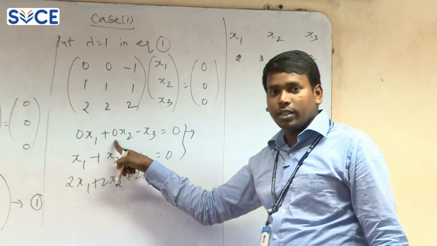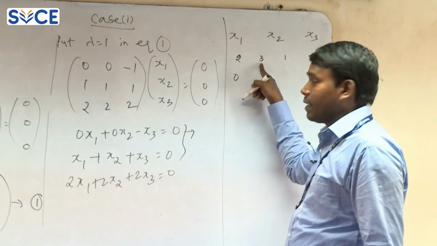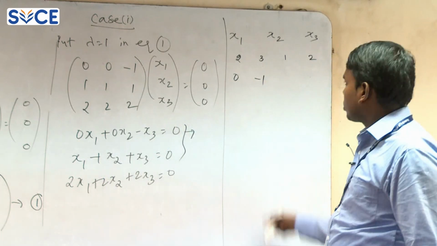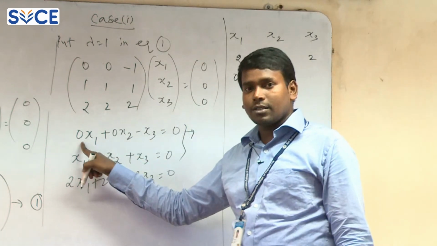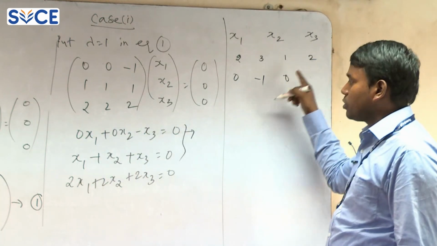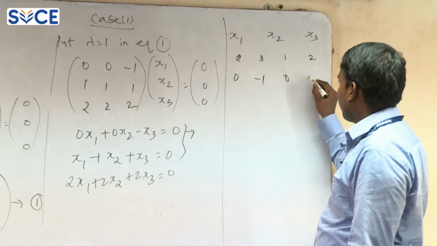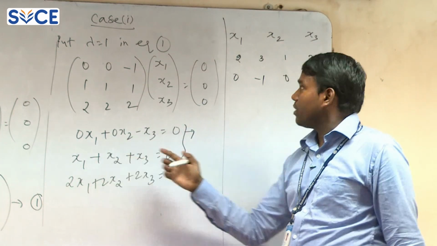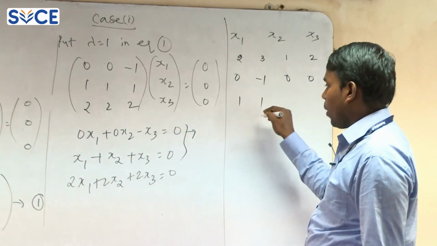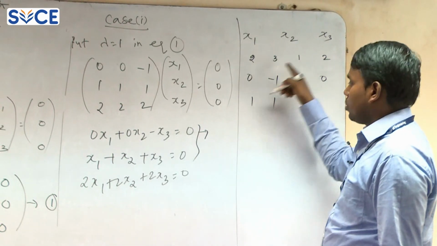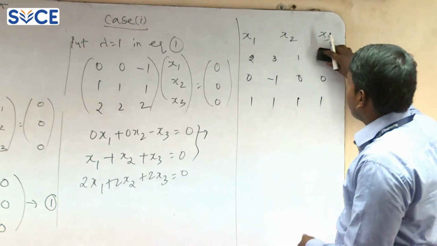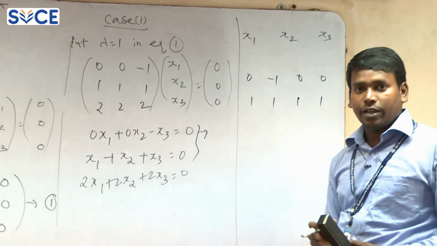Here the coefficient of x2 is 0. Next 3, the coefficient of x3 is minus 1. Next 1, the coefficient of x1 is 0. Next, the coefficient of x2 is again 0. Second equation, the same procedure, coefficient of x2, so 1, 1. Next it becomes 1. This is also 1. Please rub this. This is for our identification.